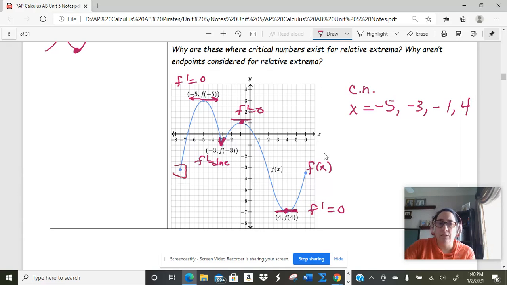And another critical number at 4 because I have a horizontal tangent. Now, later, these endpoints will start to go with critical numbers for absolute extrema. And those are kind of like in a candidates test, okay? And so we are not including these. Remember, endpoints cannot be relative extrema. So I have 1, 2, 3, 4 critical numbers for my relative extrema.